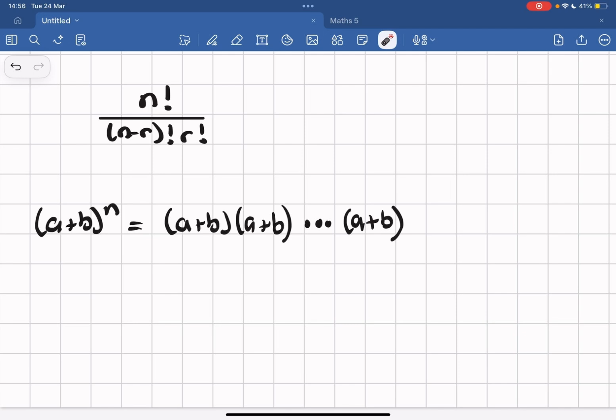So that's about it. The binomial expansion comes from multiplying out these n brackets, and each term is formed by choosing either an a or a b. And what the coefficient does is count how many ways each term can be formed. So that's why n choose r actually comes about in the binomial expansion. So to conclude, the binomial theorem isn't really just a formula, it's more a counting argument.